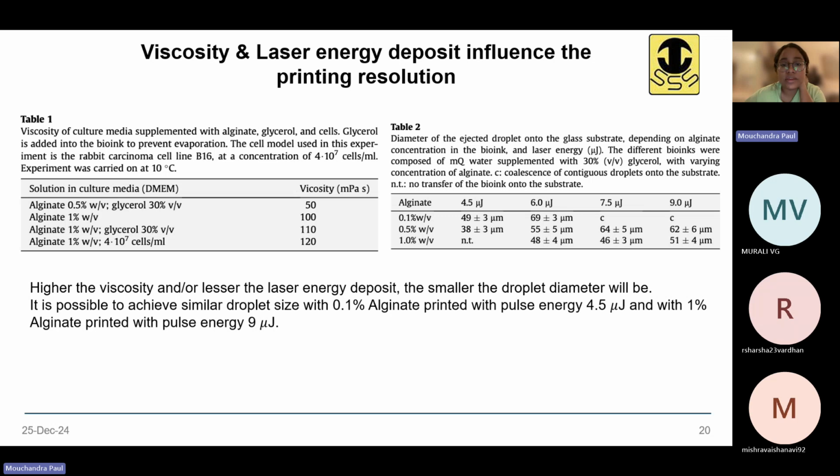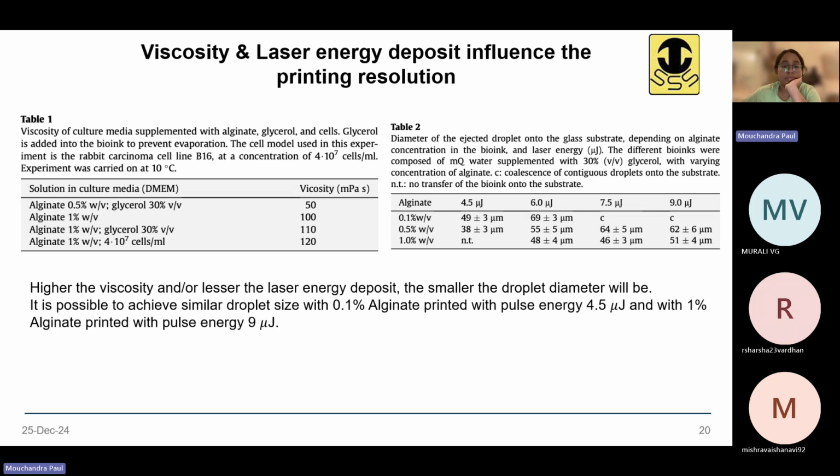So here basically in these two cells, the laser energy and the alginate percentage are simultaneously varied. But one common trend that you can see is the viscosity is increased. All right. Viscosity is increased in these two cells along with an increase in laser energy that resulted in similar size of droplets.